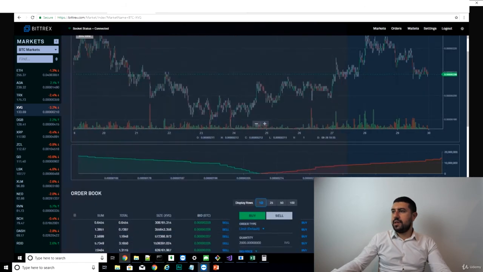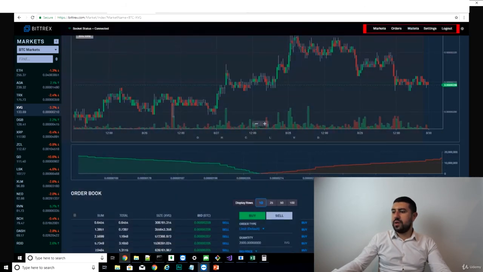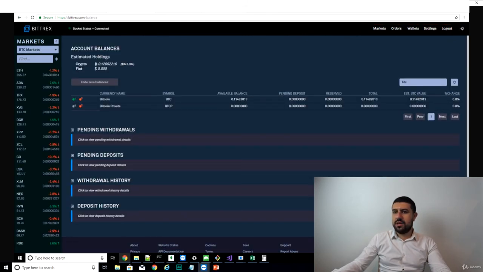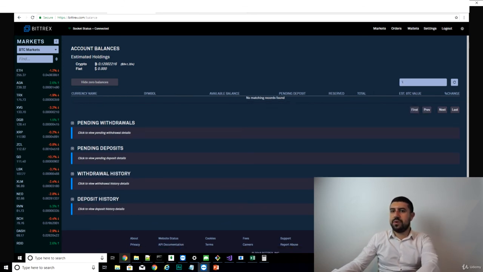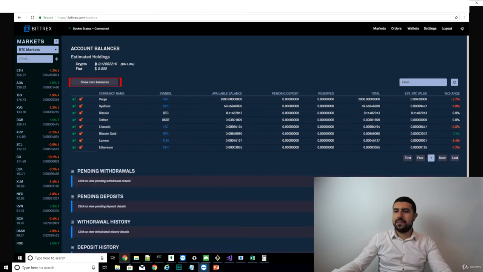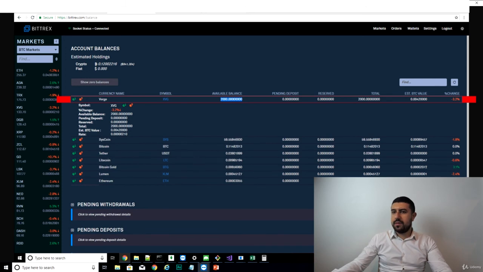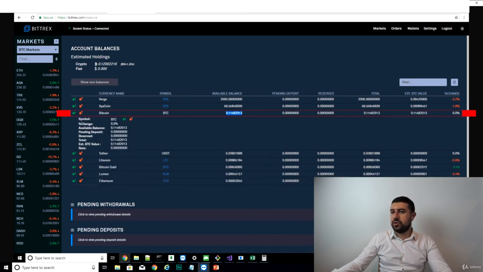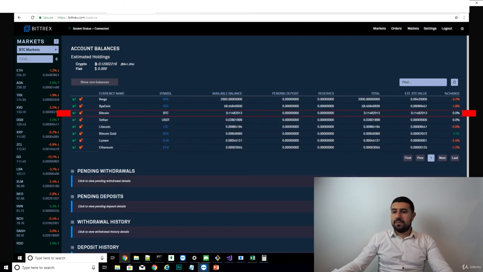Here we go. And then if I go back on my wallet, my transaction is complete. Let's check here. What do I have? I'll remove the BTC from here. I'll hide my zero balances. And here I have Verge, I have 2,000 coins. I bought 2,000. These are some other coins that I had. And Bitcoin, I still have my 0.11 because it costs so little to buy this. And that's it.